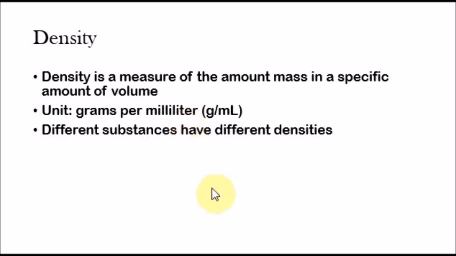Different substances have different densities, obviously. The density of water is about 1 gram per milliliter, and the density of solids is going to be higher, while the density of gases is going to be lower.